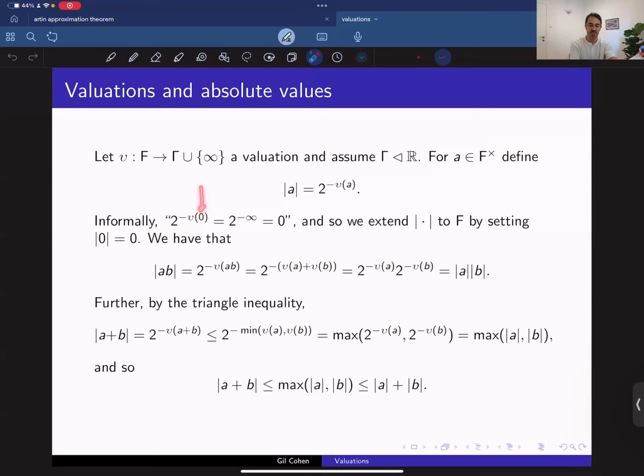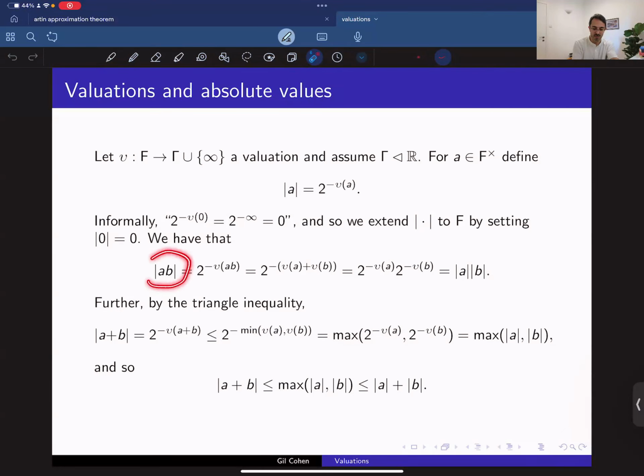For the zero element, the valuation of 0 is infinity. 0 is the only element that is assigned the value infinity by the valuation. And so 2 to minus infinity, so to speak, is 0. With this informal discussion in mind, we extend this function by assigning the absolute value of 0 to be equal to 0, as you might expect. So this is just a function that we have defined, 2 to the minus valuation, or 0 if you are 0. And let's see what we can say about it, given the properties that we know about valuations.